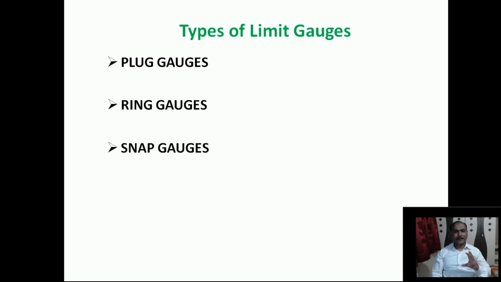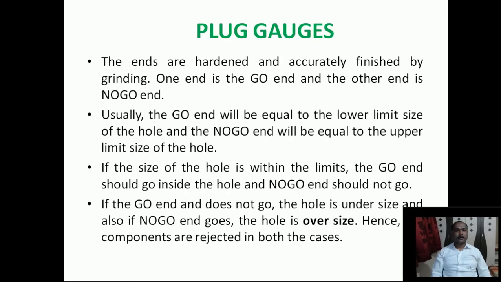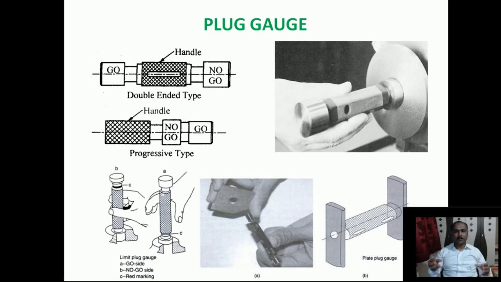So basically there are three types of limit gauges: plug gauge, ring gauge and snap gauge. Plug gauges are used to check hole sizes. We have a plug with two sides, a go side and a no go side. You can see over here go and no go. Sometimes we can use a progressive type of plug gauge where the go and no go are on the same side. So what condition should it satisfy? The go side should go inside the hole, whereas the no go side should not go inside the hole. It means that the hole dimension is within the limits that we want.